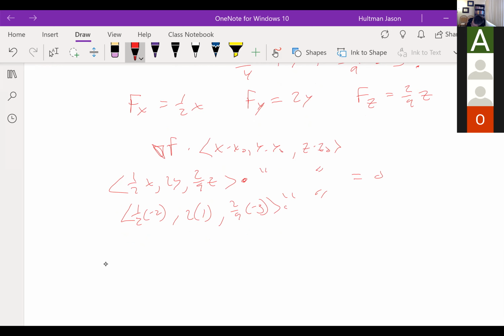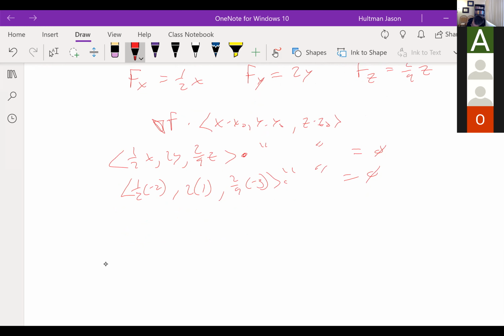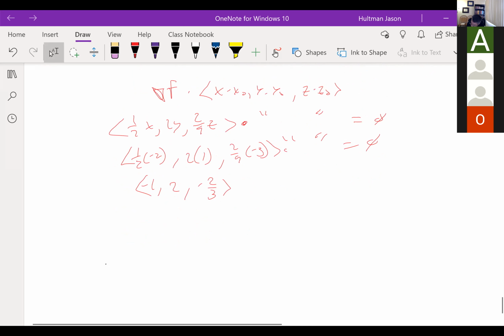Okay, and we're going to set that equal to 0. So this is -1. This is going to be 2, and this is going to be -2/3. Okay, so this is going to be dotted with x minus x naught.